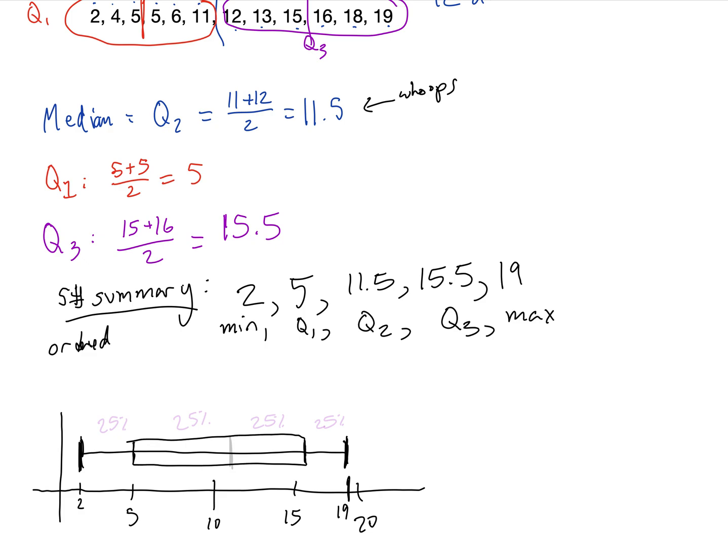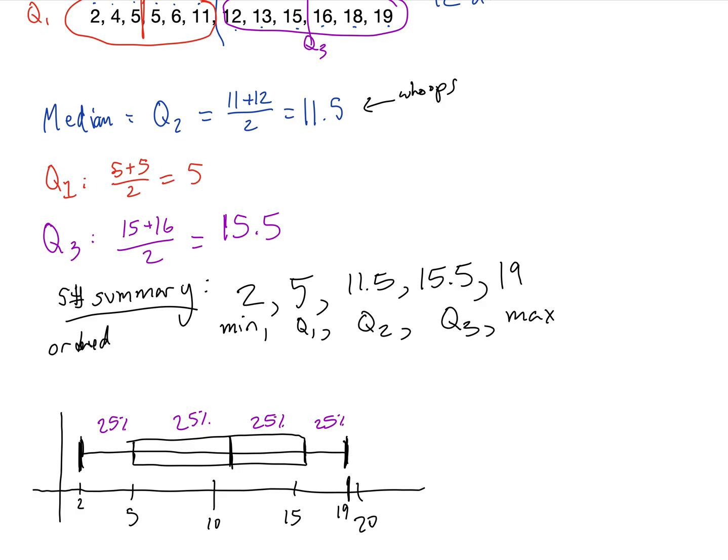And finally, we have Q2, the median, which happens at 11.5, so about there. And so remember that what this box plot is saying is that we've got 25% of our data in that region, 25% of our data in that region, 25% of our data falls within that region, and 25% of our data falls within that region.